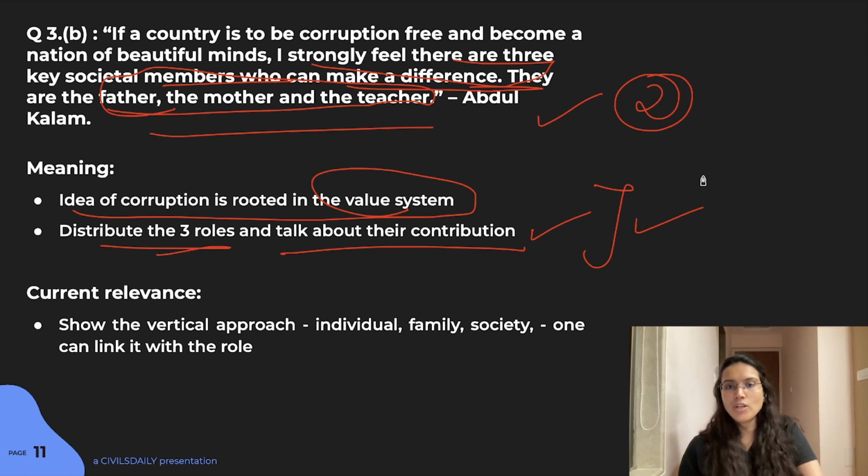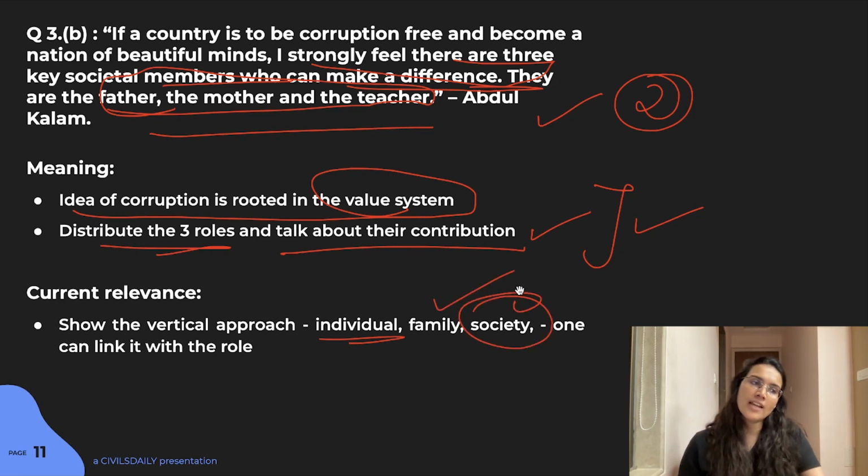Then when you're talking about current relevance, maybe you can highlight the vertical approach and bring out major bigger issues also. You can talk about how individual level corruption starts, and how a father, a teacher and a mother can play a role here. The family level, even the society here, you can extend it to the larger society also.